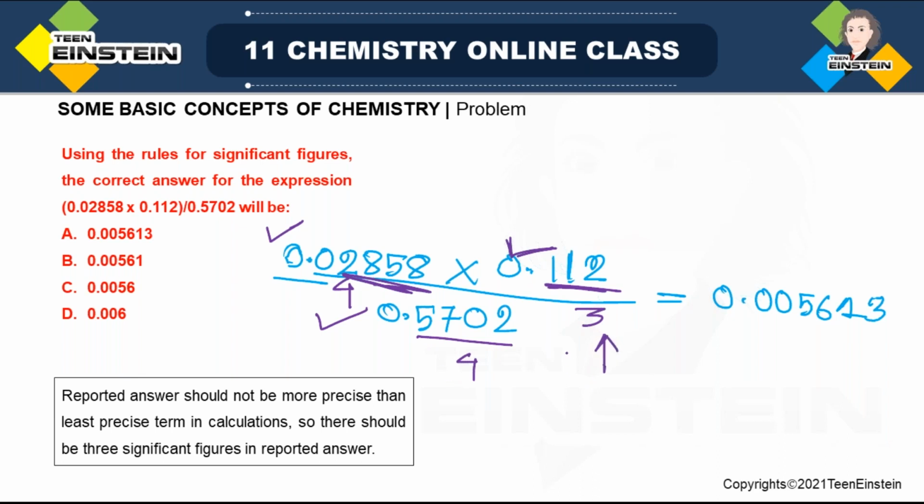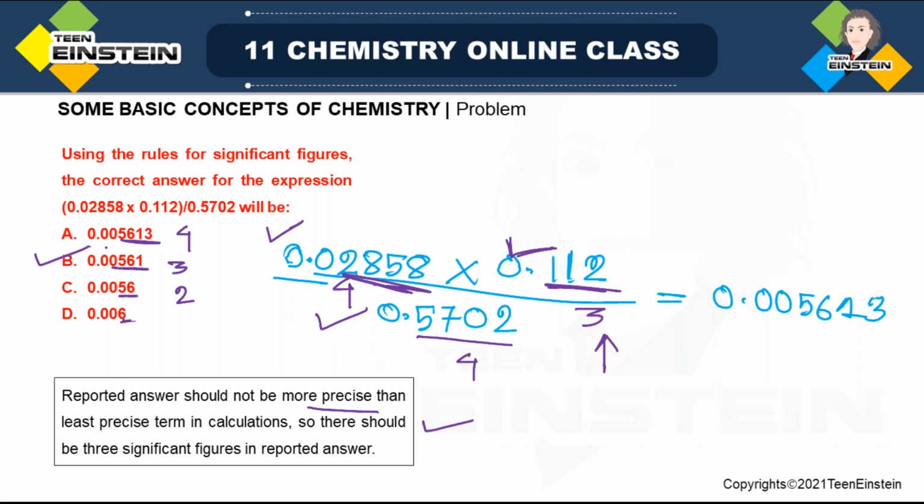Now the final result that you have obtained from this expression should not be more precise than the least precise term. That means the final result should have a maximum of 3 significant figures, not more than that, according to this condition. So you cannot choose option A, because in this case you have a total of 4 significant figures. Option B has 3 significant figures, option C has 2, and here it is 1. That means you have to choose option B.